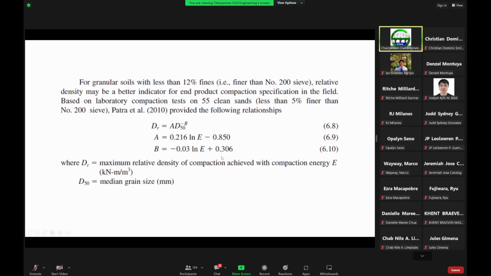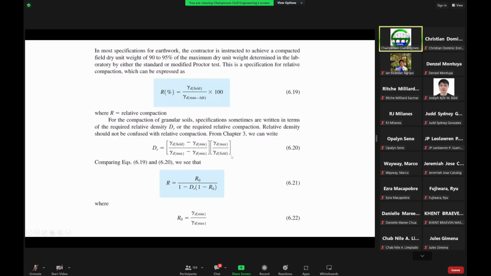But this one is an empirical formula. This one is derived from laboratory test. So sometimes when you do geotechnical investigation, we specify to determine in the lab the maximum and the minimum dry unit weights, or the unit weights. Maximum, minimum moist unit weights, then you have the moisture contents, then you get the maximum and minimum dry unit weights.